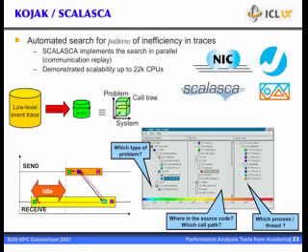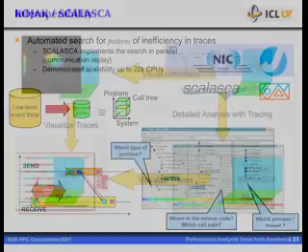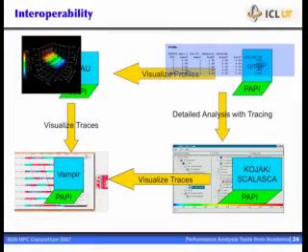KOJAK and SCALASCA are two tools which try to automate the process of performance analysis. They trace the application and then perform an automated search for patterns of inefficient execution. So the idea is to take the big amount of trace data and combine it automatically into a much more manageable form of profiling data, which you can visualize in the viewer. It gives you the most important information: which type of problem it is, where in your source code the problem is, and which process or thread is responsible for the problem.